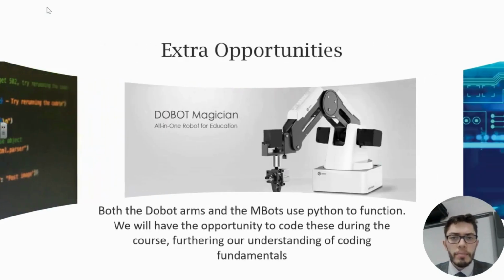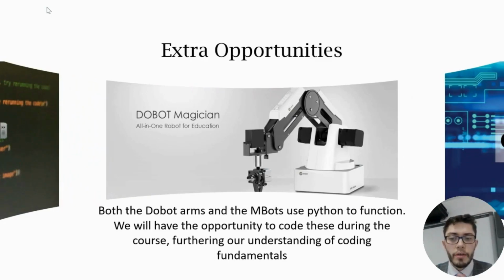So, some of the extra opportunities we'll have on the course as well. The school owns Dobot arms, which are the robot arms you see on the screen, as well as mBots, which are little remote control cars. They both can be programmed using Python. So we'll have the opportunity to code these during the course, which will give a real life practical element to coding and coding understanding. And on top of that, it's always good practice and it'll help further our understanding of code and coding fundamentals.